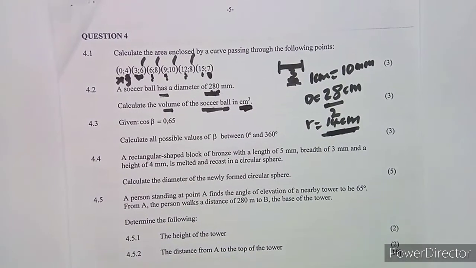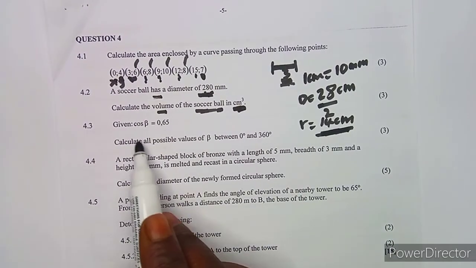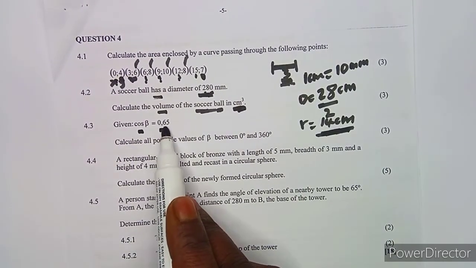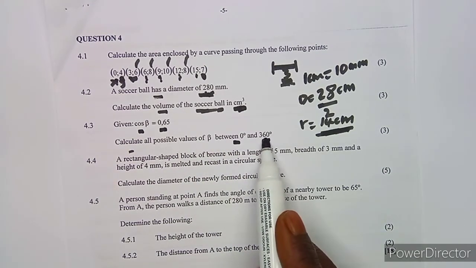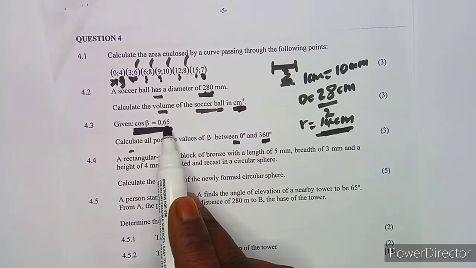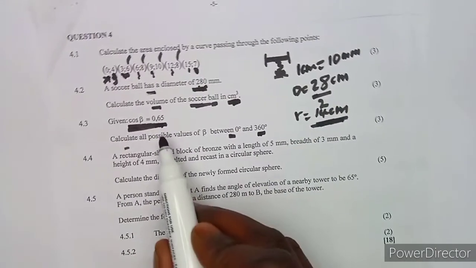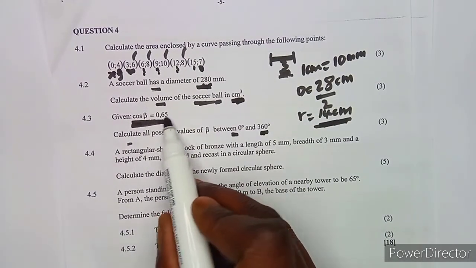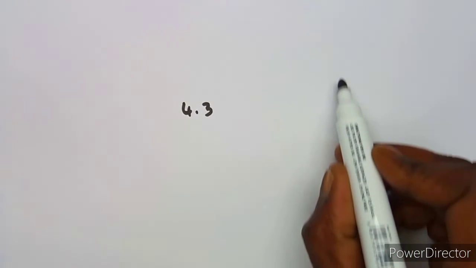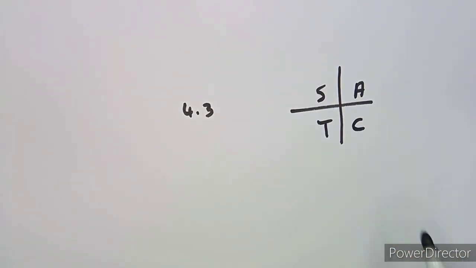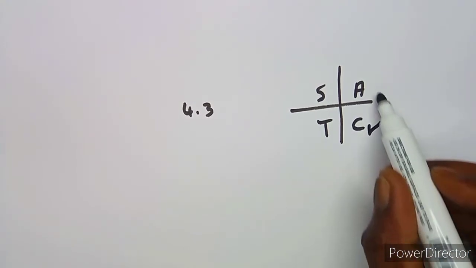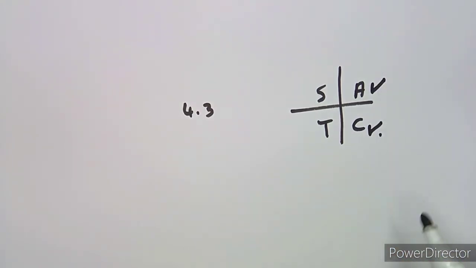Then another part is: given that cos beta is 0.65, calculate the possible values of beta between 0 and 360. Remember, you just need to calculate the reference angle, then you state the quadrant, because cos beta is 0.65, which is positive. So which quadrant are we talking about? From All Students Take Calculus, cos is positive in the first and the last quadrant.